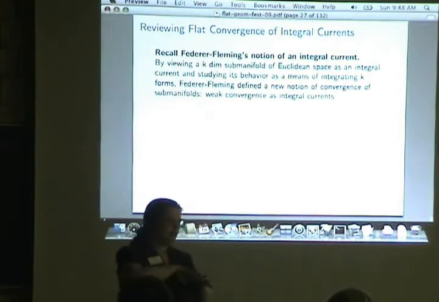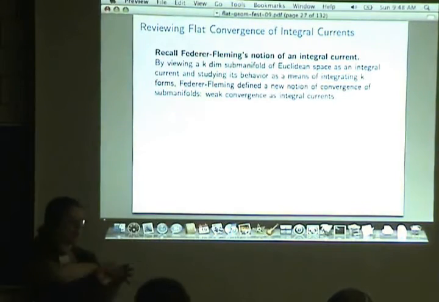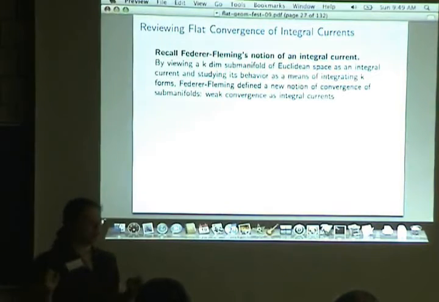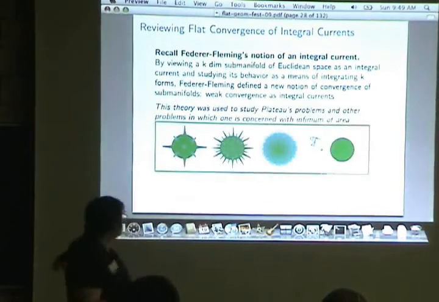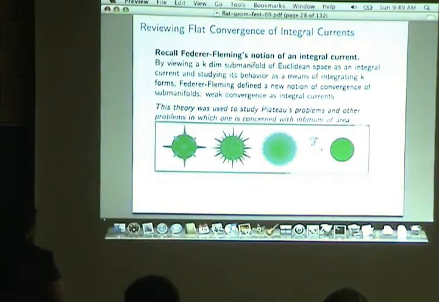It has finite mass, which means that the integration, it's like the volume, including the multiplicity, is finite. And they could also require that the boundaries, if there are boundaries, have finite mass for these integral currents. And this was used to study Plateau's problem and other problems in which one was concerned with the infimum of area. So this picture actually comes up in that setting, or it fits that setting.